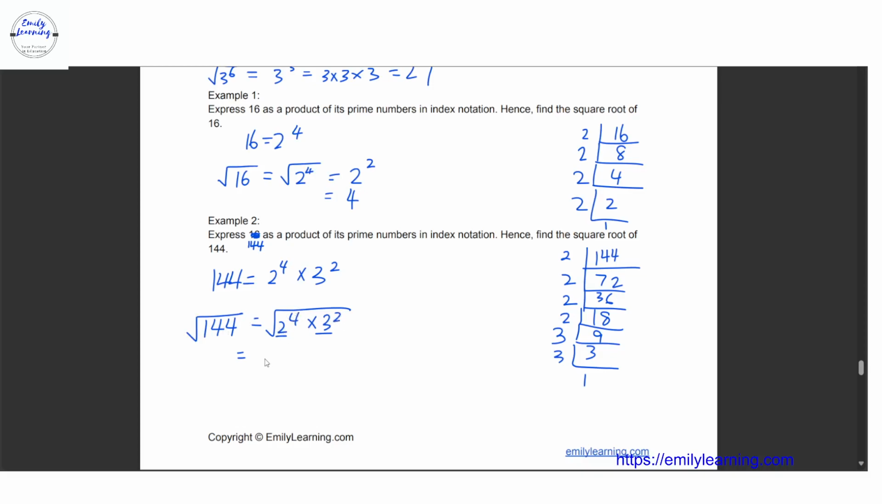So 2 to the power of 4 now becomes 2 to the power of 2 because half of 4 is 2. Next, 3 to the power of 2. When I square root it, I'll get 3 to the power of 1 because half of 2 is 1. So square root of 144 is equal to 2 squared times 3. 2 squared is 4. 4 times 3 will give me 12. So square root of 144 will give me 12.